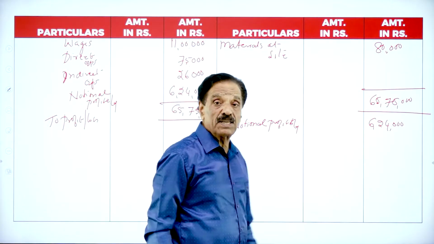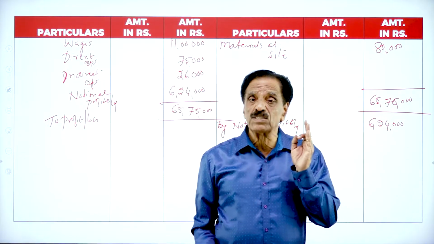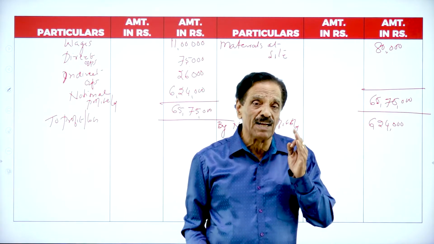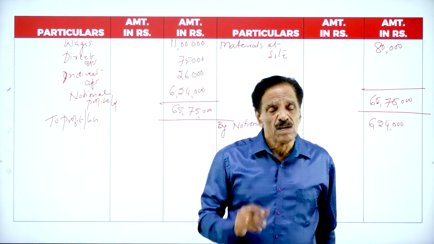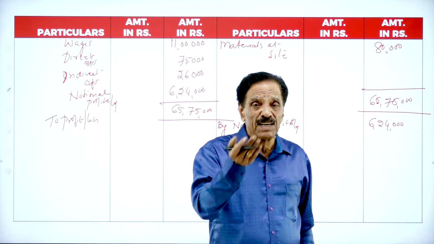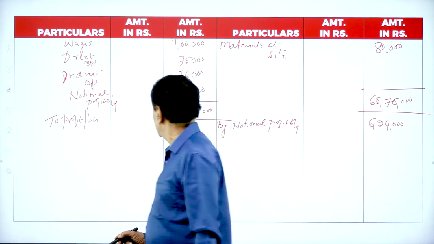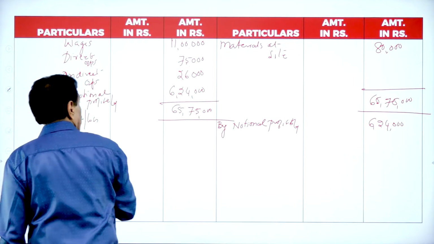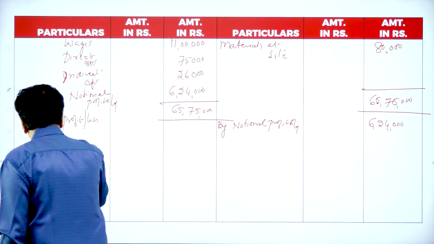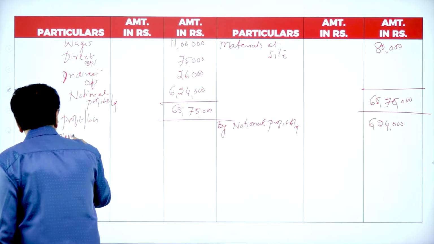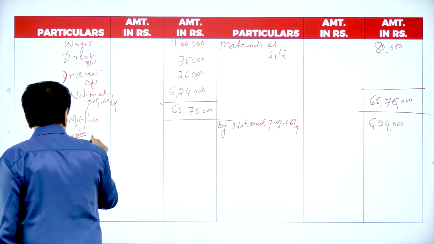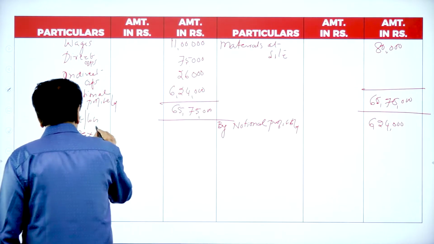What's your work certified? 50 lakh. What's your contract price? 75 lakh. Half of it means 37 lakh, so it is more than 50% and less than 90%. Come back here. What's your profit? 6 lakh 24,000 into 2 divided by 3. Cash received is 75%.